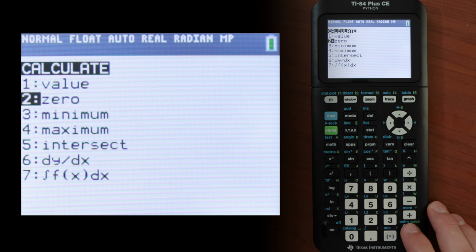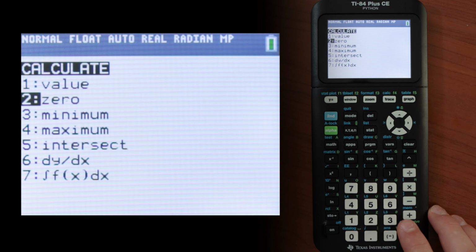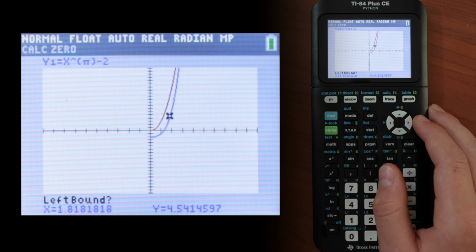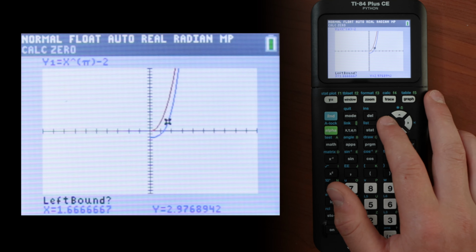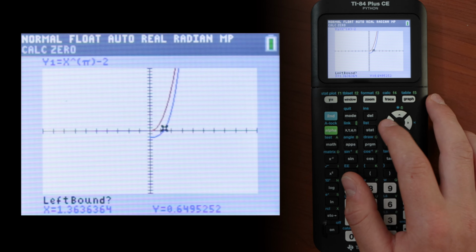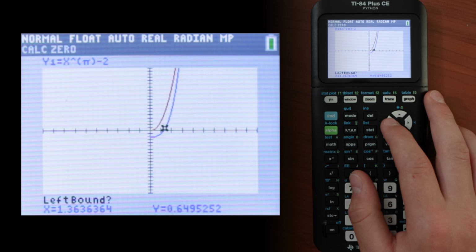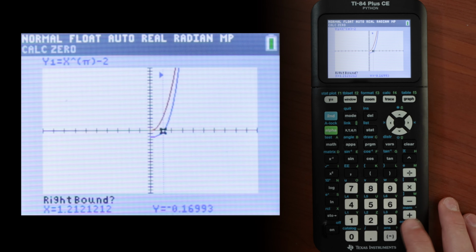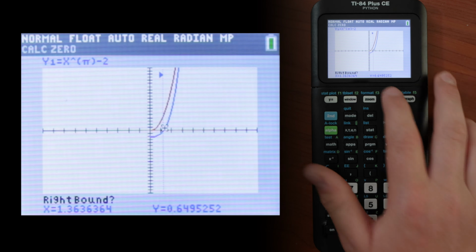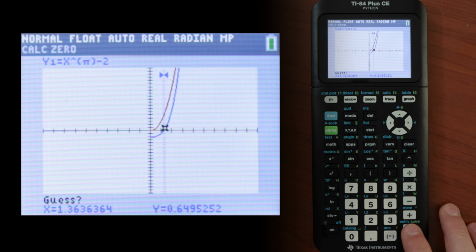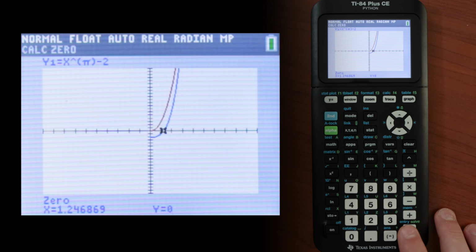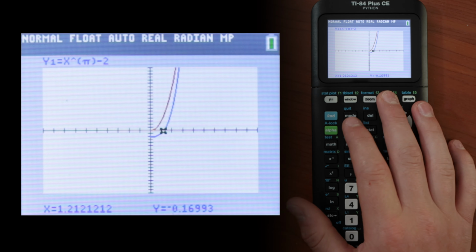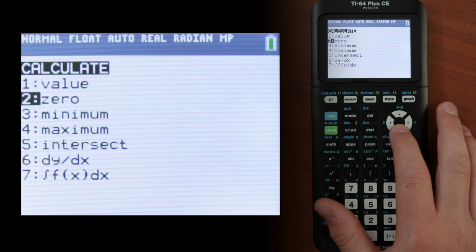Now this is really common, especially if you have the second derivative of a function actually, or whatever, then you might be able to find points of inflection that way, where they occur. So if I want to calculate this 0 just of the regular function, what I like to do is look at the y value, see when it's negative for my left bound, enter. See when it's positive, enter. And then for my guess, I just leave it where it is, enter, and then it will determine where the 0 occurs. And so that's really all you need to know for these functions.